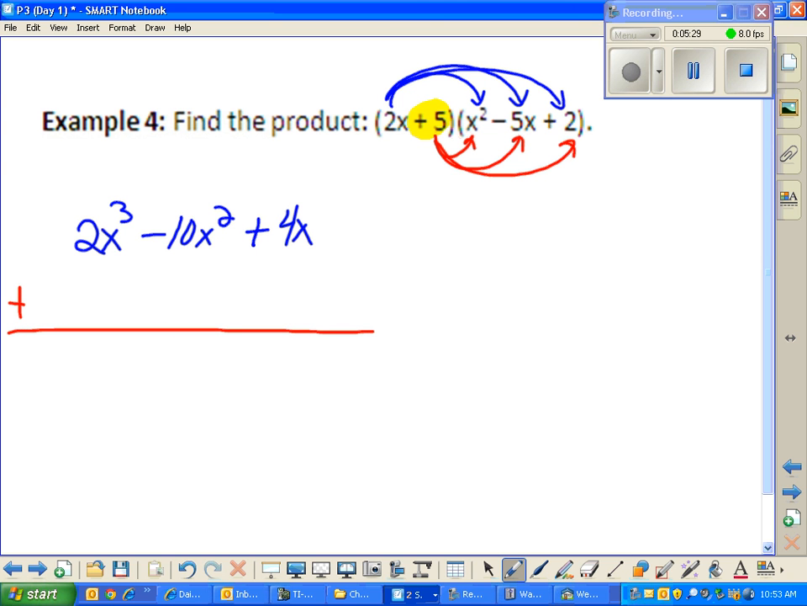Here I'm distributing a positive 5 into that second trinomial. So we have 5 times x squared. That's going to be 5x squared. And notice I line up my like terms, so I have x squareds under x squareds. And then I have 5 times negative 5x. That's negative 25x. And then I have 5 times 2. That's 10.